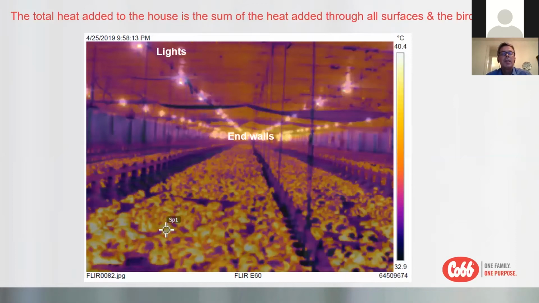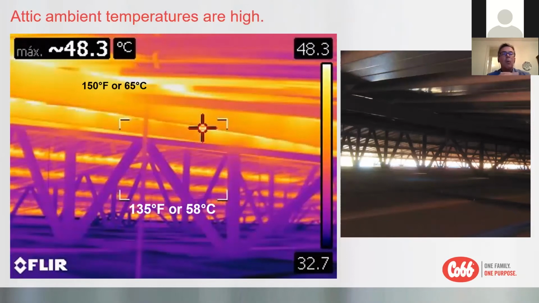So where does heat come from in the house? We know the lights produce some heat. We know there'll be heat entering through all the surfaces of the house, whether it's the side walls or the end walls, but very important, the ceiling, the roof. The largest surface area in your house, apart from the floor, is going to be your ceiling. So where does the majority of the heat enter? It's through the roof. So we need a well-designed roof, a roof that has good insulation properties.